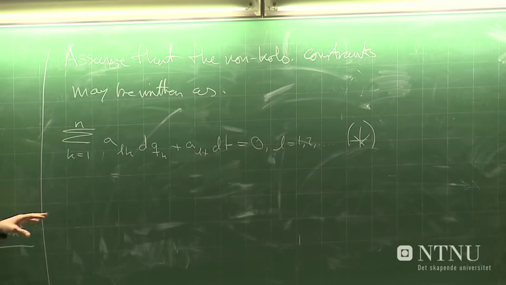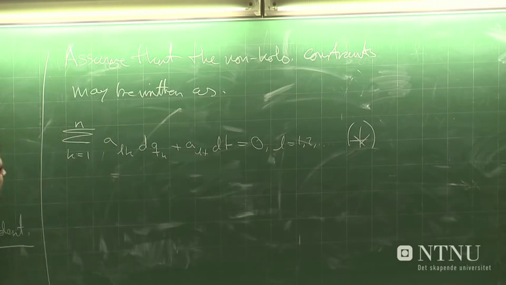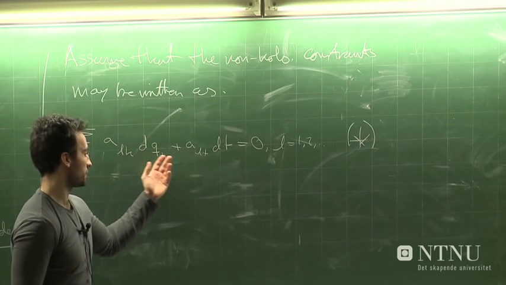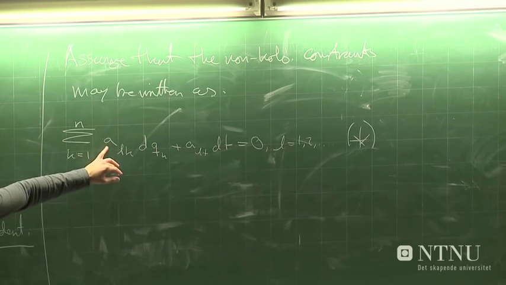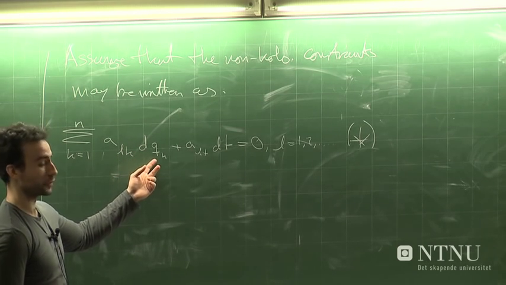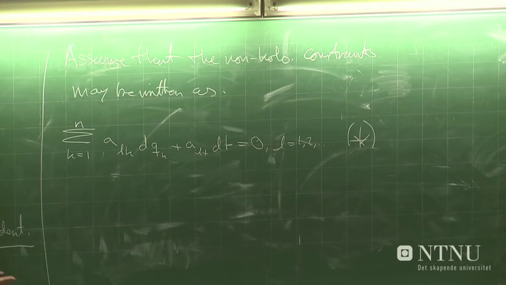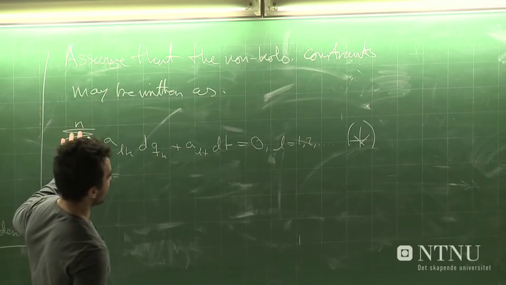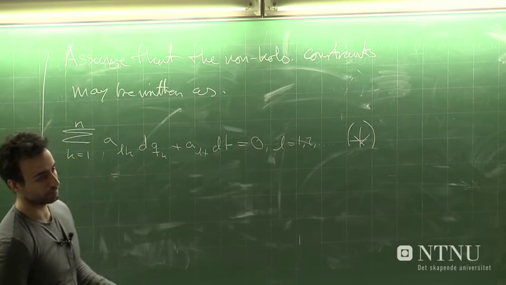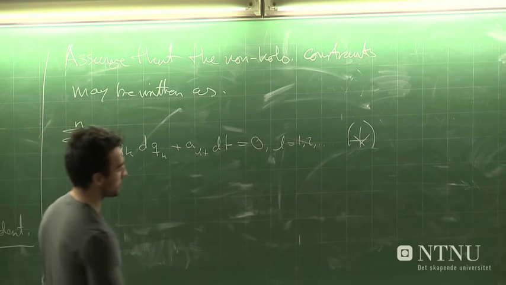So I'm naming this equation star because we'll use it in reference later. And the non-holonomic constraint is a sum from k equals 1 to n over these terms here. You have a_lk, which are coefficients, and then an infinitesimal dqk, and then possibly a coefficient related to time, a_lt. And you have one equation for each l. Let's say you have up to m equations.